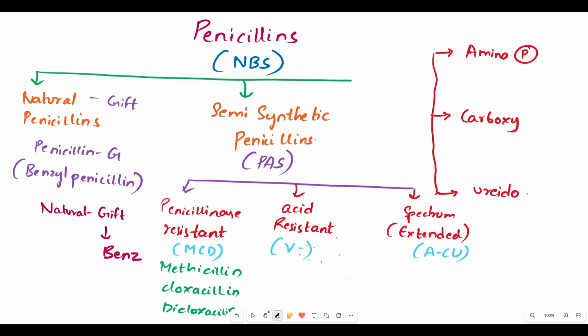Now coming to acid resistant, so I said to remember V is acid resistant. So there is only one single example, that is penicillin V. And this penicillin V is also called phenoxymethylpenicillin.